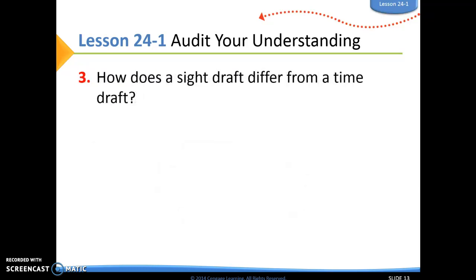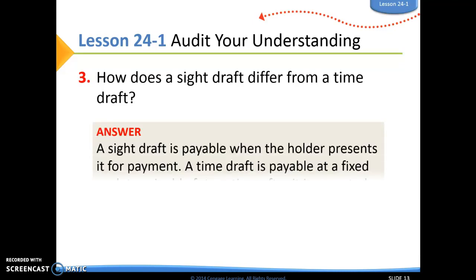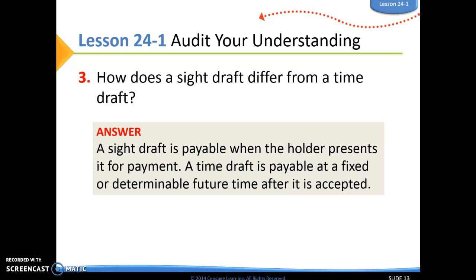Question number 3, how does a sight draft differ from a time draft? So a sight draft is payable when the holder presents it for payment. A time draft is payable at a fixed or determinable future time after it is accepted. So in that example that we did with the time draft, I believe it was a 60-day time draft.